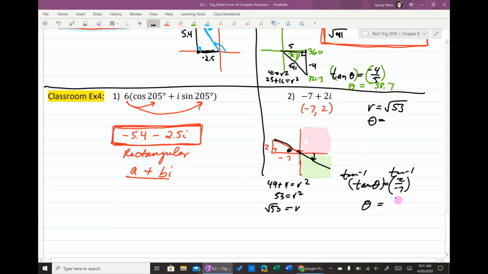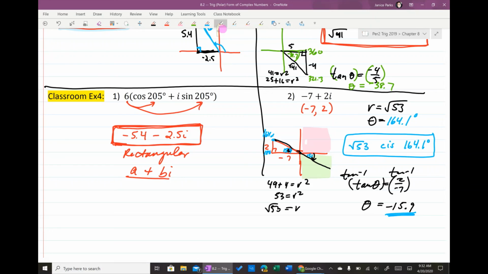you end up getting theta is equal to negative 15.9. So that's this angle here, 15.9. So if you add 180 to negative 15.9, you end up getting theta is equal to 164.1. Or the other way of looking at it, if that's your reference angle, then that's 15.9 right there. And since this is 180, then this has to be 164.1 degrees. All right, so final answer, square root of 53, cis 164.1 degrees.